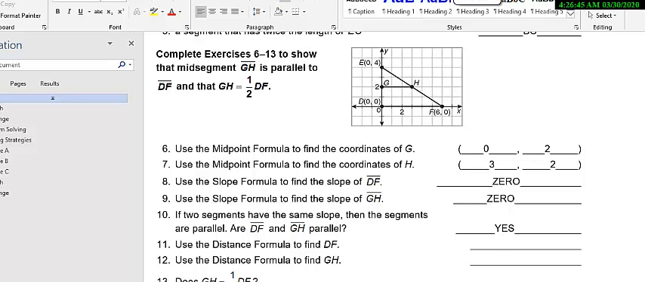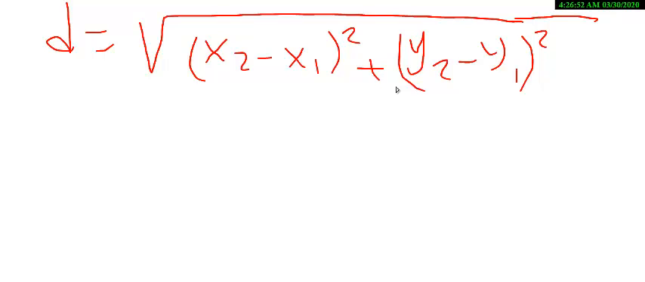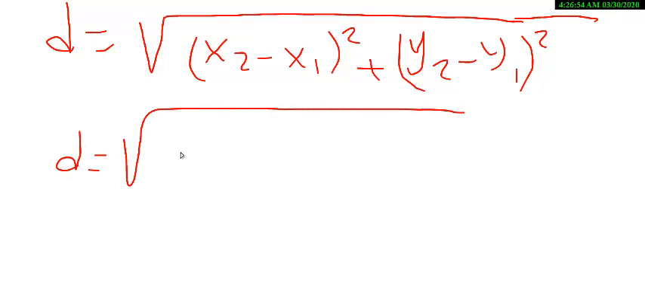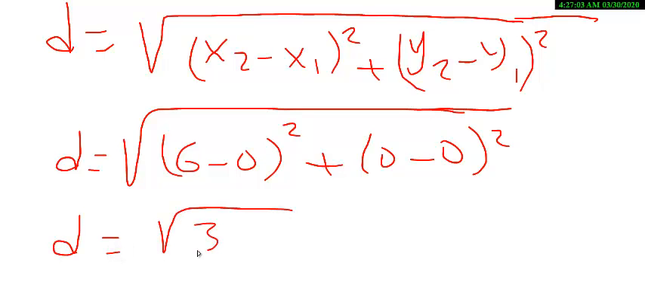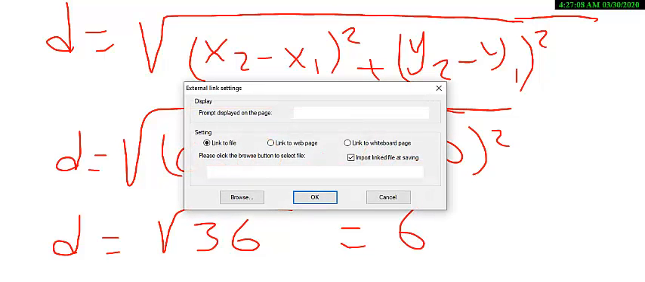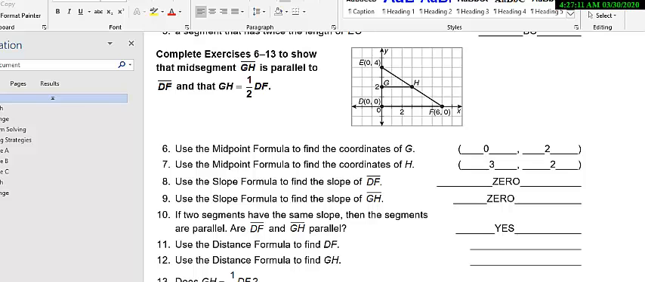So I'm going to say for the x's it's going to be 6 minus 0, so D will be the square root of 6 minus 0 for the x's to the power of 2 plus 0 minus 0 for the y's to the power of 2. So D equals the square root of 36, which is 6 units. So I have to write down here for question number 11, the distance for DF will be 6 units.